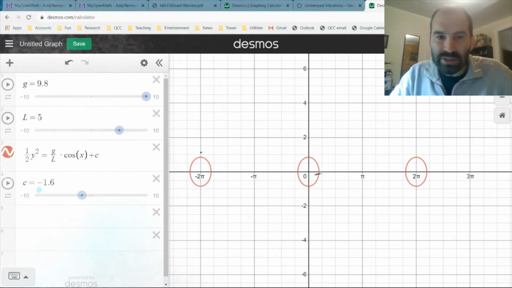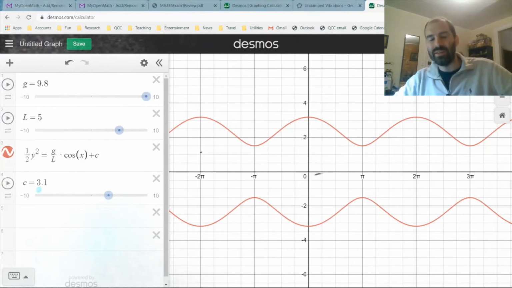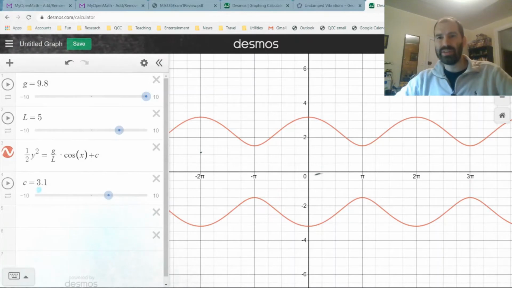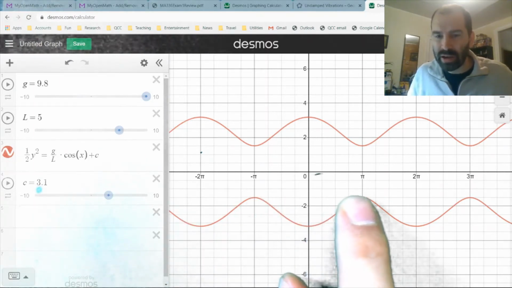But what's really interesting here is what happens when I push this out to here. Look at this. Now what's happening? Think about this. What is this describing? Well, let's take a look. My angle is just going and going and going. It starts at zero and then it goes to 2 pi, right? I come all the way along and come back to 2 pi.